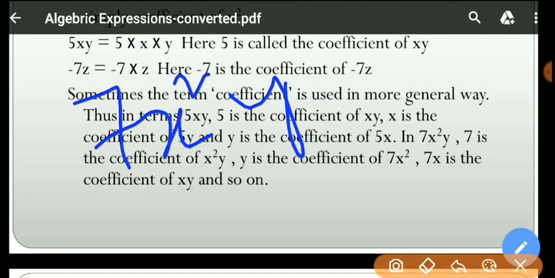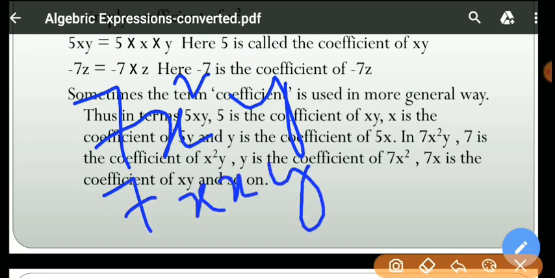Now, more important, 7x square means what? x, x, y. Am I right? So, you can consider this xy as the coefficient of 7x. This x square is the coefficient of 7y, and so on.